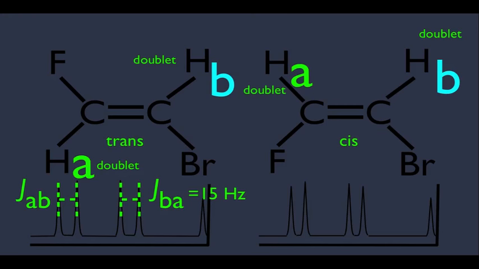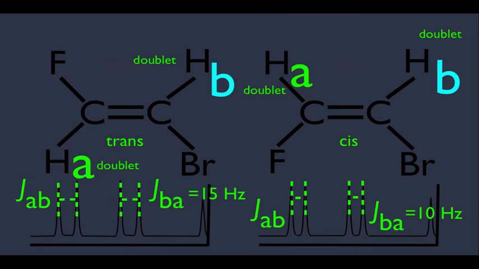But let's do the same analysis for our cis molecule. Again, if we measure the distance between these two peaks right here, that would be the JAB value, and the distance between these two peaks should be the same. That would be the JBA value. But here's the difference. When you measure those values, the J for the cis molecule ends up being 10 hertz. Notice there's our difference right there. This is what we can use to distinguish these two molecules.